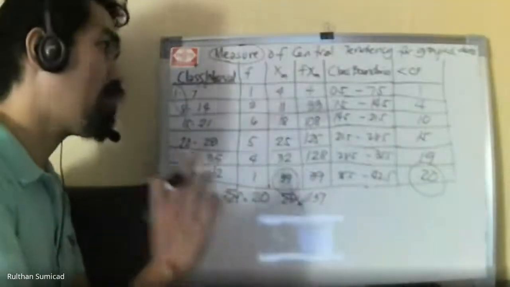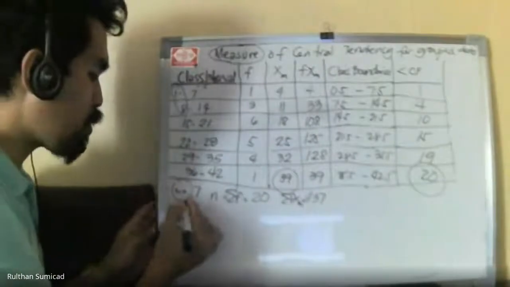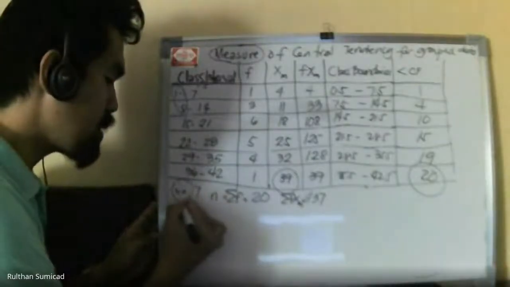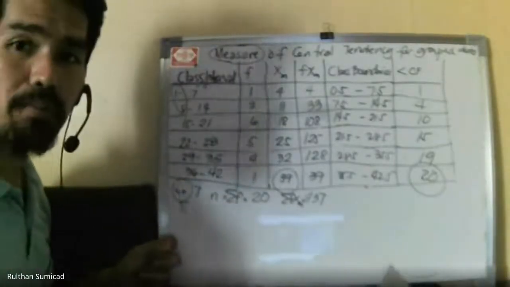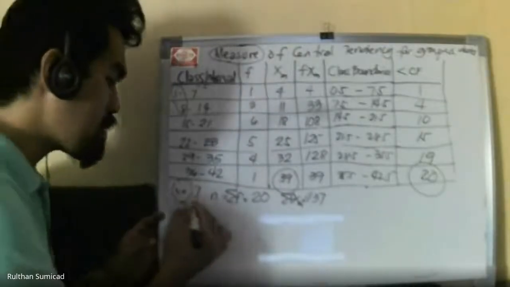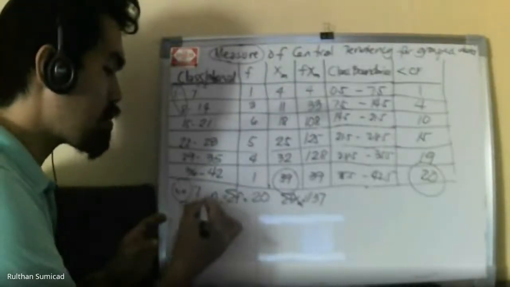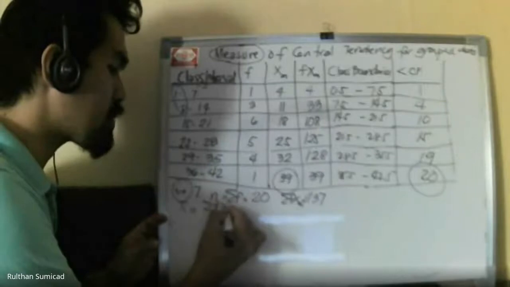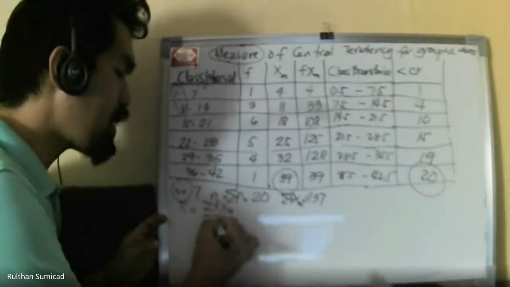Now, the next thing that I'll be showing here is the formula. Let's start with the formula for the mean. Of course, the symbol, this is the symbol for the mean, bar, is simply equals the summation of f x sub m divided by n.